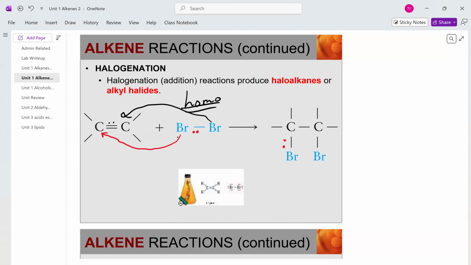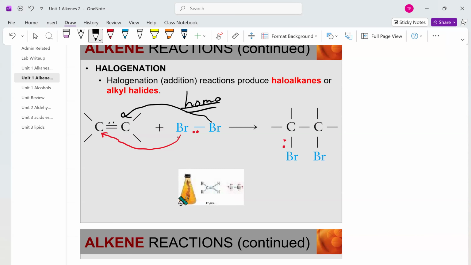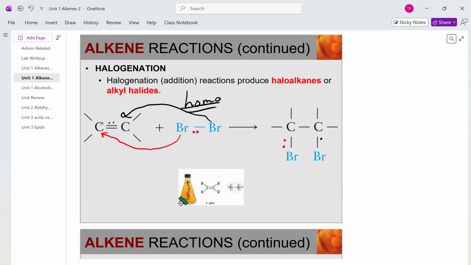So that's where the 2 electrons for this left-handed bromo comes from. And one of the double bonds comes out and bonds to the bromo as well. So we're not taking electrons away, we're just rearranging them.